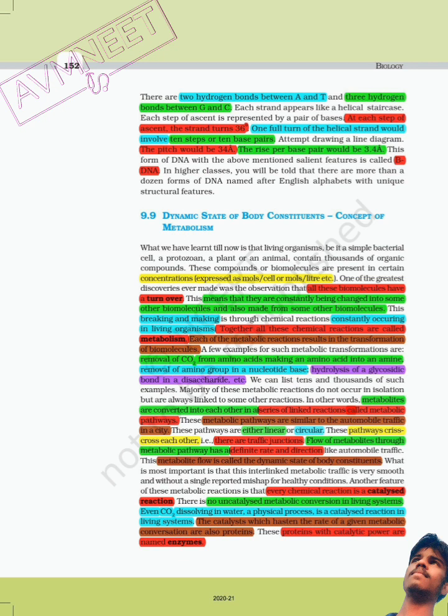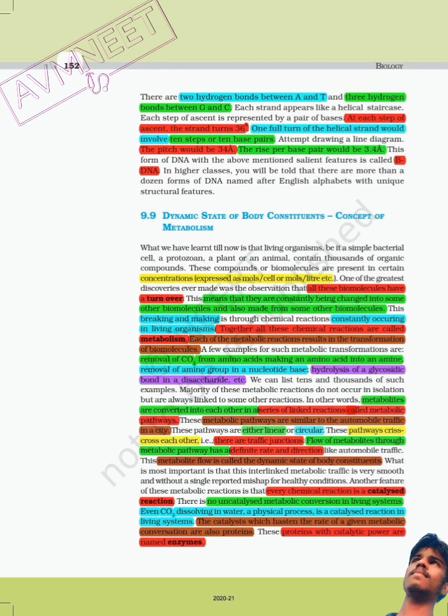These metabolic pathways are similar to the automobile traffic in a city. These pathways are either linear or circular. These pathways crisscross each other, that is, there are traffic junctions. Flow of metabolites through a metabolic pathway has a definite rate and direction like automobile traffic. This metabolite flow is called the dynamic state of body constituents. What is most important is that this interlinked metabolic traffic is very smooth and without a single reported mishap for healthy conditions.